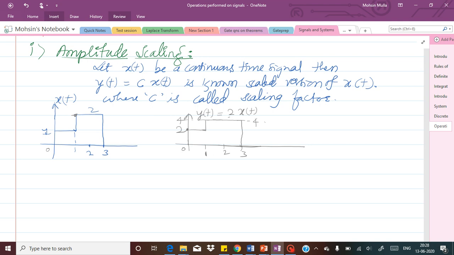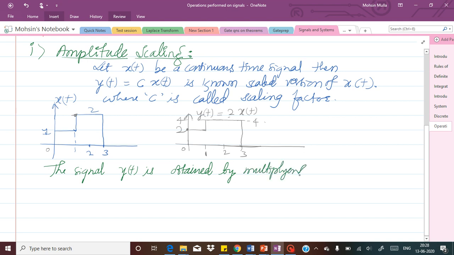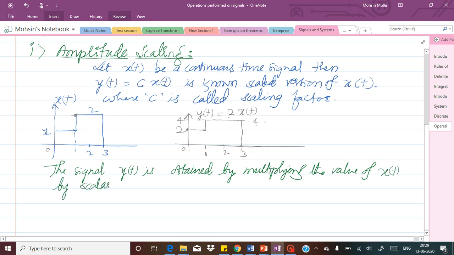Here basically the signal y of t is obtained by multiplying the value of x of t by scalar c for all time t.